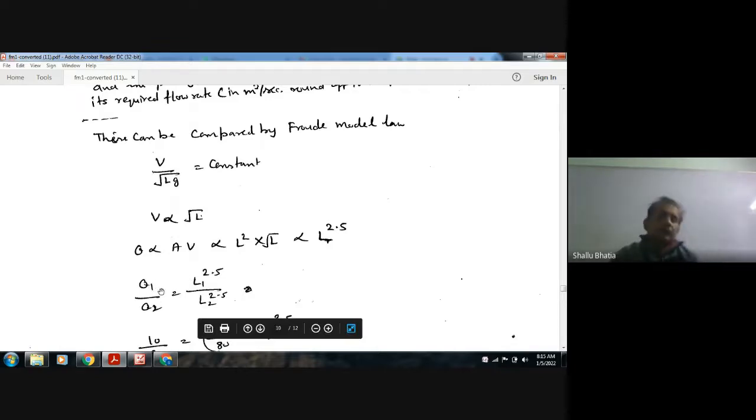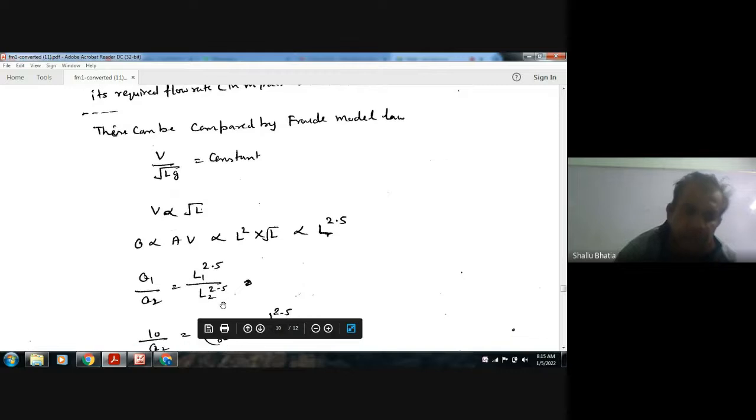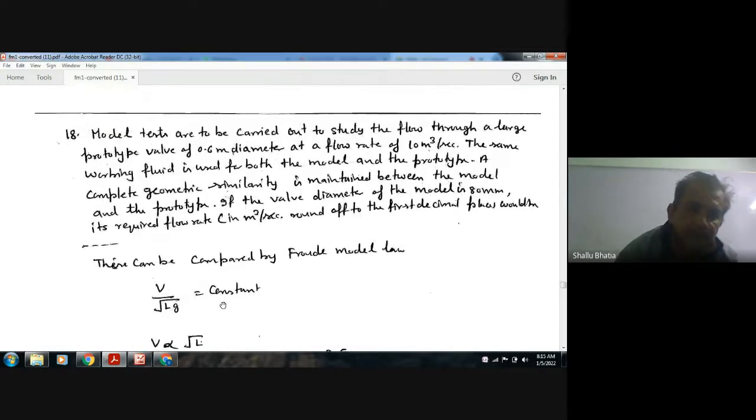According to Froude model, we can say that the discharge is directly proportional to the geometric dimension to the power 2.5. So when we compare model and prototype, Q1 by Q2 is equal to L1 to the power 2.5 divided by L2 to the power 2.5. Okay, so Q1 is 10.